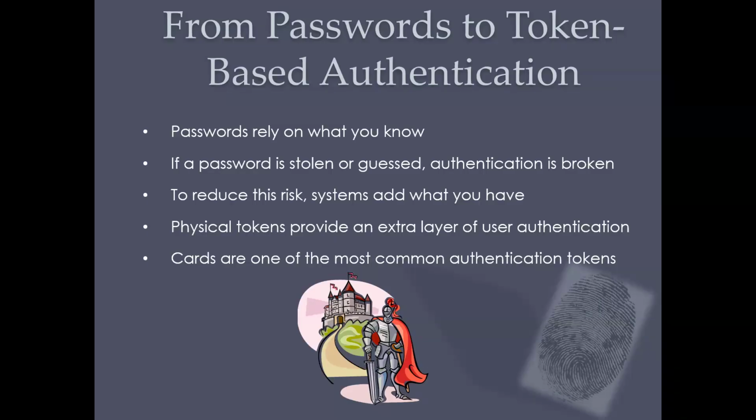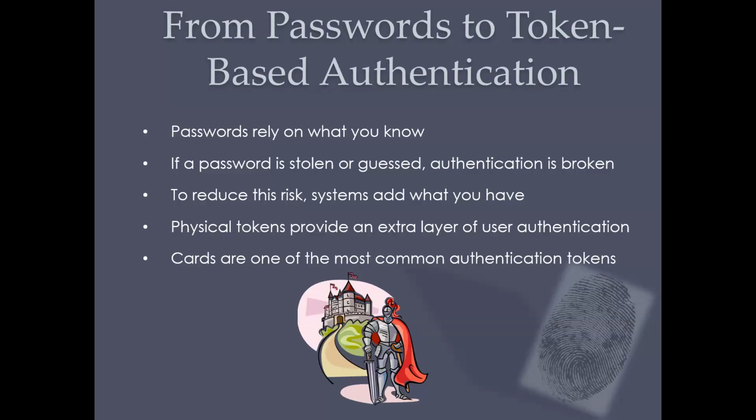To reduce the risk, what we can do is add what you have. And what you have, we mean something that is physical. So we have physical tokens that provide an extra layer of user authentication. Just to give you an example, a token can be a physical card, like a UCF ID card that allows you to access a specific lab or a specific room within the building. So that is something that you actually have.